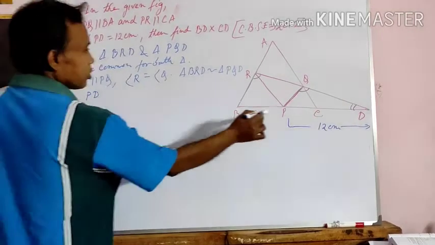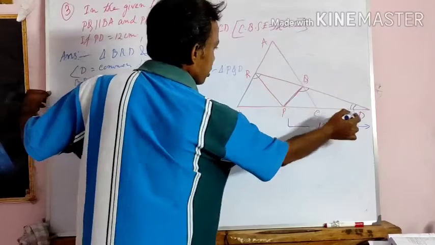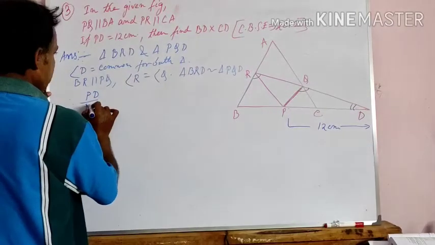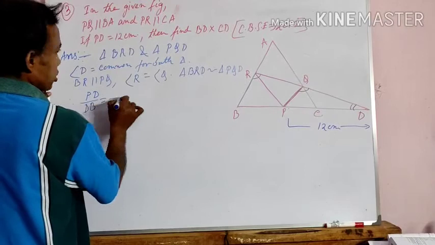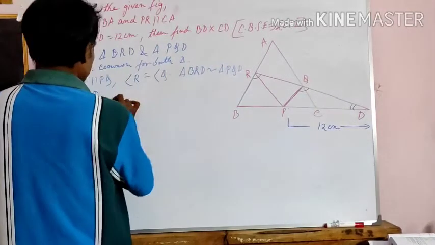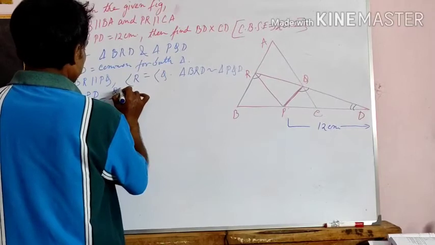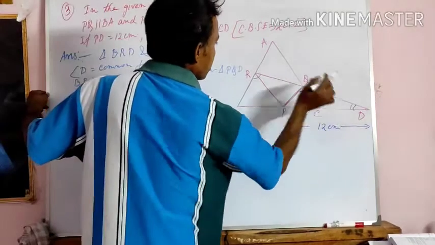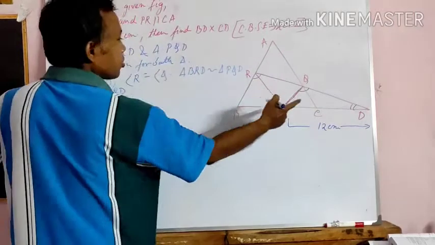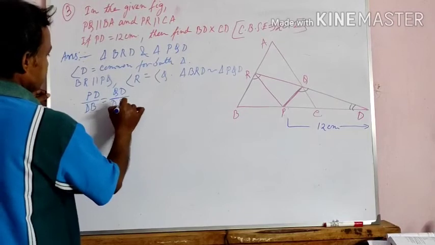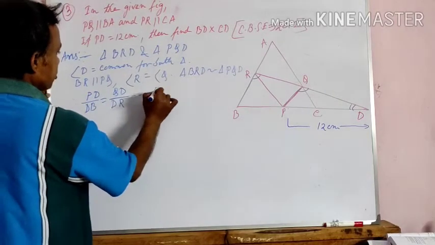PD by DB is equal to DQ, or QD, or DQ by DR. Suppose this is equation 1.